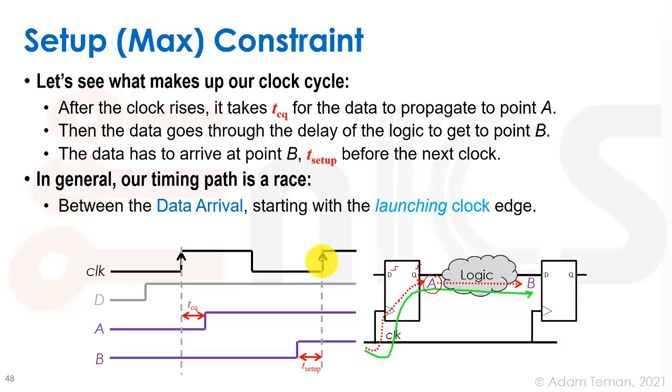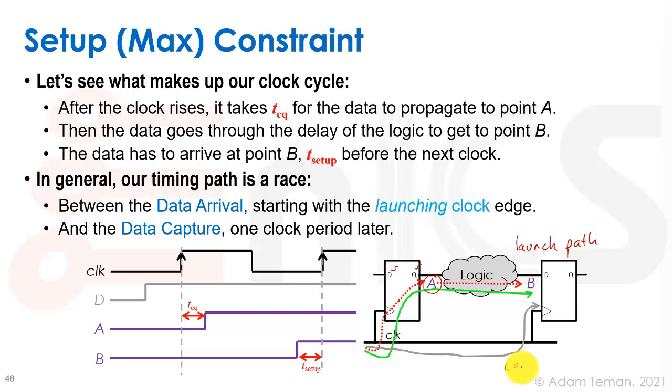So what are we looking at actually? We are looking at a race between the launch path, that's this one in green. We call that the launch path. And we have the capture path. This is the capture path. And what we want to know is that the data will arrive early enough at the register at the end. This would be called the arrival time. And it will be captured by the next clock edge, which will be called the required time. What we have to make sure is that in the race between the green and the gray lines, the green line is faster than the clock period, which is basically the gray line.